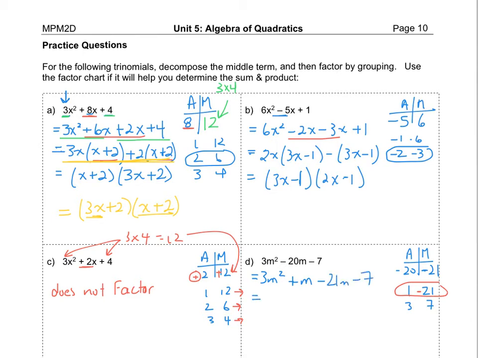Out of the first pair, m is common. We're left with 3m plus 1. Out of the second pair, minus 7 is common. We're left with 3m plus 1. That's a good thing because the 3m plus 1 is common, and we're multiplying it by m, take away 7.